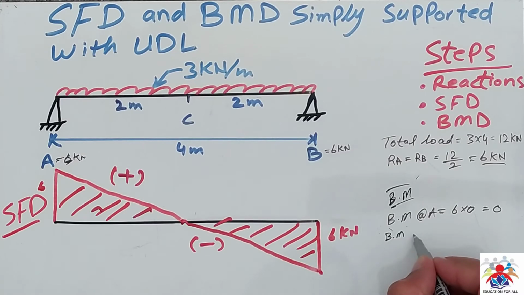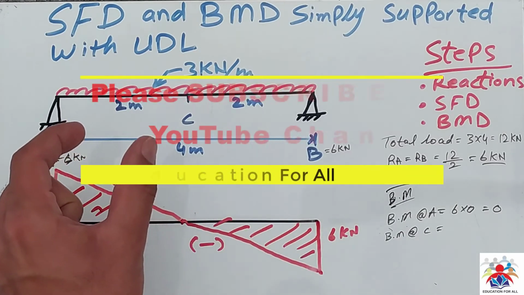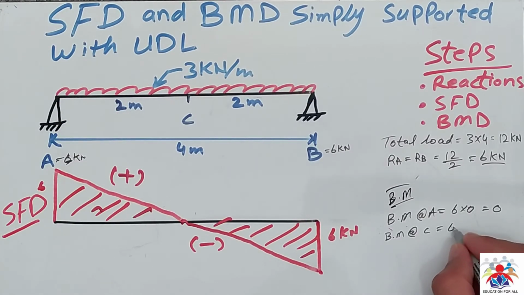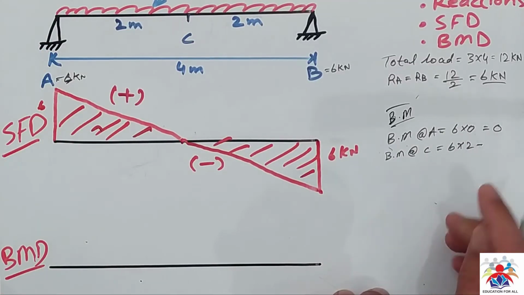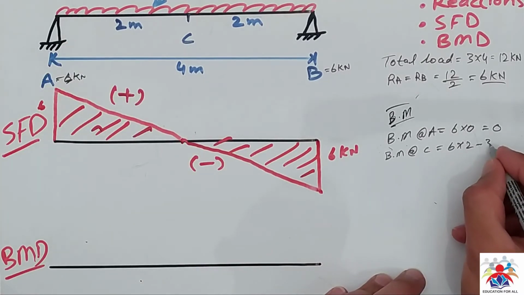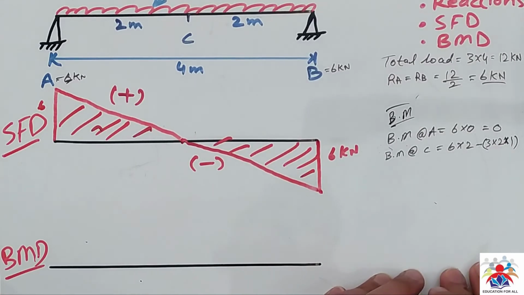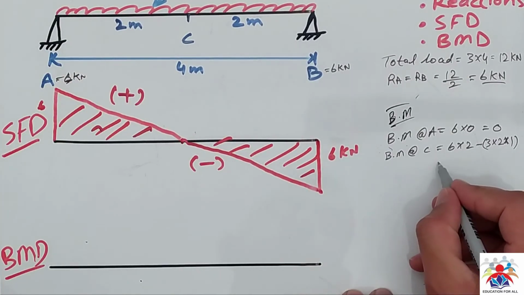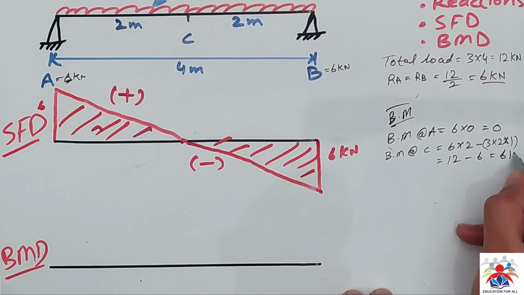Okay, so bending moment at point C. Now we have to see how many loads are acting on our beam to get to point C. We have one point load, and another is the UDL. So 6 multiplied by 2, because from A to C is 2 meters. Then minus the other load, which is the UDL: 3 multiplied by 2 multiplied by 1. Why is it 1? Because UDL always acts in the middle of its length. It doesn't cover the whole length of the beam in this case, so the distance would be half while multiplying with the UDL. So it will be 12 minus 6, which is plus 6 kilonewton meter.